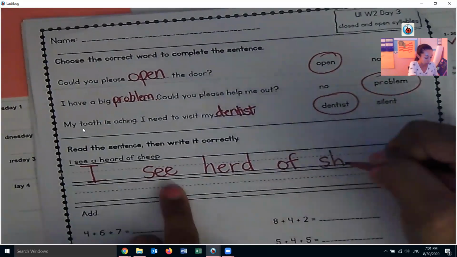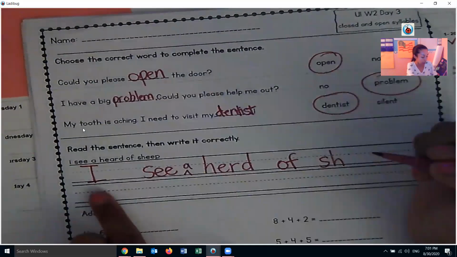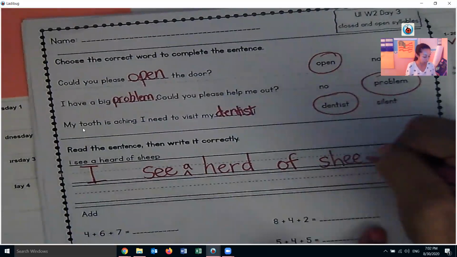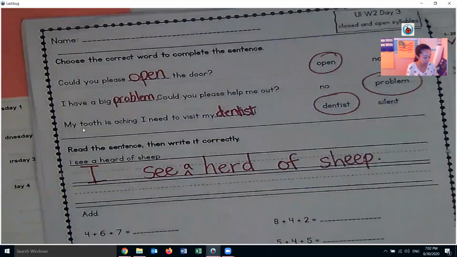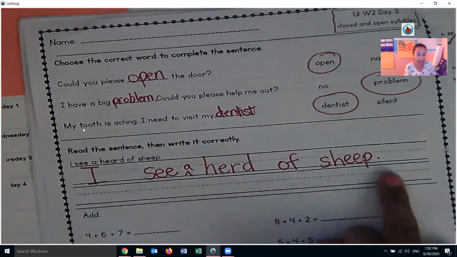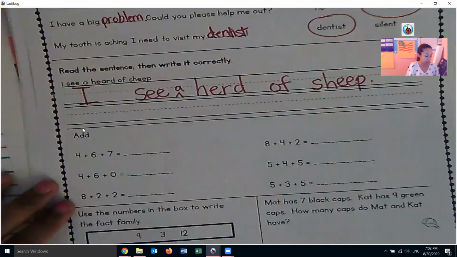I see, oops, I forgot my A. Yeah, a little carrot there. I see a herd of sheep. And then that's our correction. So we had to capitalize, change the spelling, and add punctuation at the end. Right, and now our facts here.